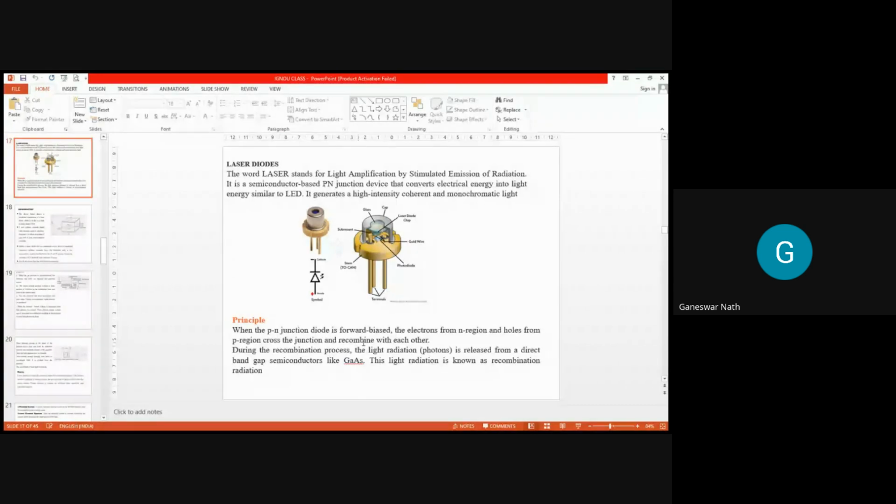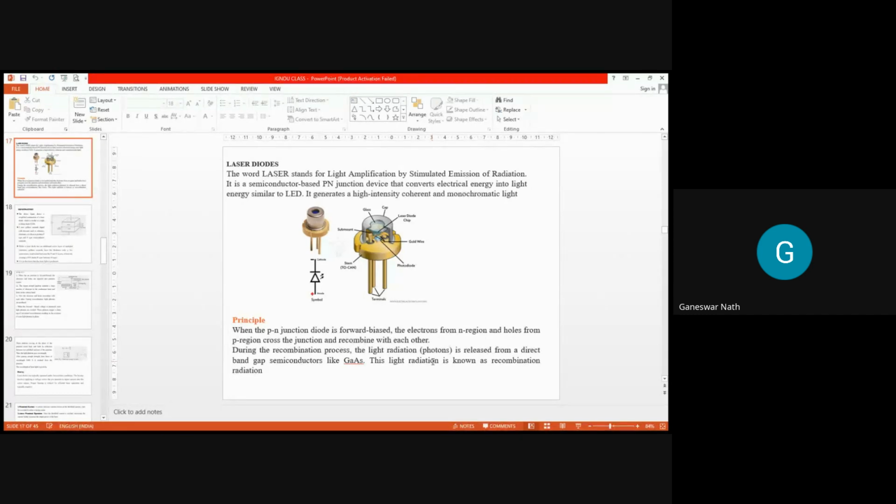When the p-n junction diode is forward biased, the electrons from the n region and the holes from the p region cross the junction and recombine with each other. The same way, just like in a biasing condition, from the p type the holes are moving, and from the n type electrons are moving. They recombine, and they can produce light. So during the recombination process, there is radiation, which means photons. All of you know this is very fundamental: photons are present in light.